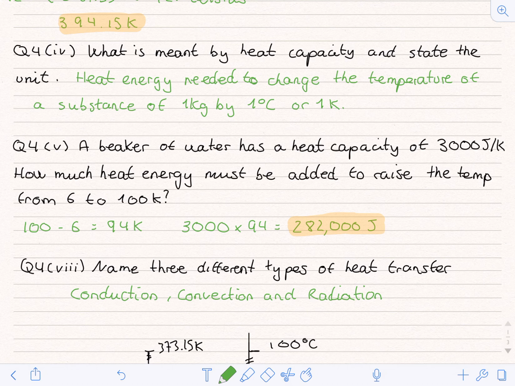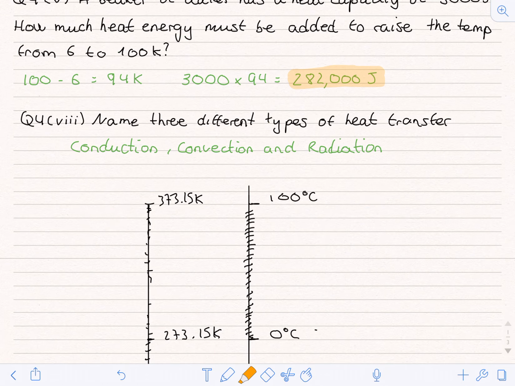But Fahrenheit works completely different, so this only applies to Kelvin and Celsius. Now we get the difference from 6 to 100. That's what I've done here: 100 minus 6 is 94. And we just multiply it by 3000, and that'll give us 282,000 joules.